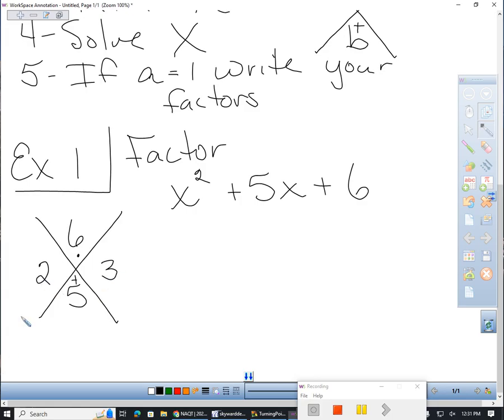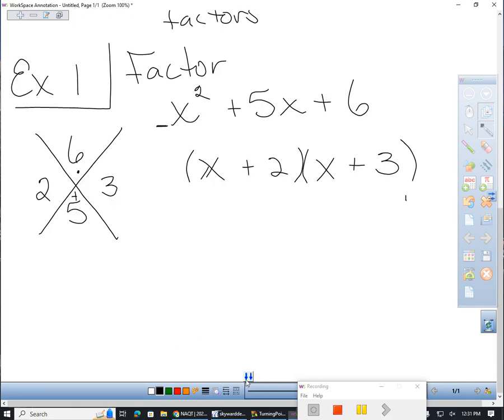Now, since our leading coefficient, our a value, is a 1, we can write our factors. Our factors are whatever our variable is, and a positive 2 for this one, and a positive 3 for that one. And then multiply them. Undistribute? Yes, that's going to become... I mean, when you multiply them together? Yeah, that's multiplying them. We'll get there. All right.